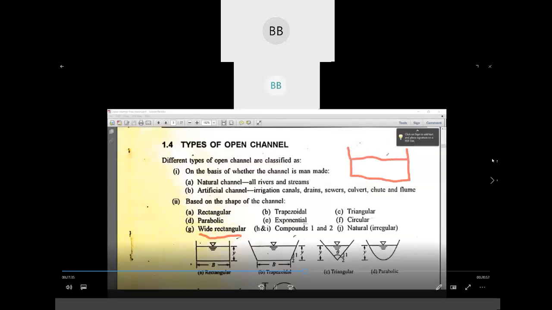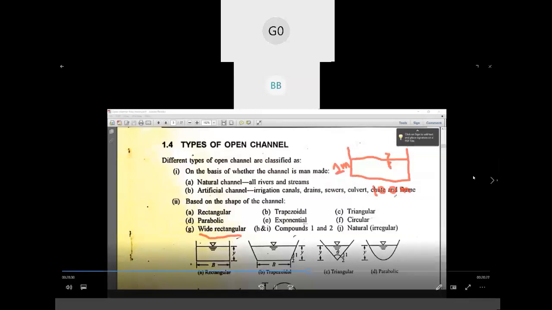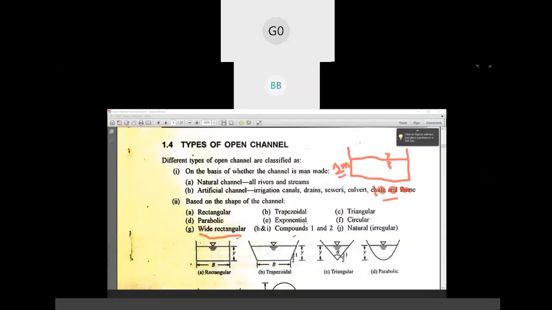Suppose this is a rectangular channel and this is the level of water. The width of the channel is 100 meter, and the depth of flow is 1 meter. So this is a rectangular channel where the width of the channel is 100 meter and the depth of flow is 1 meter. Now if you find out the wetted perimeter, what is the wetted perimeter equation? What will be the value for wetted perimeter?